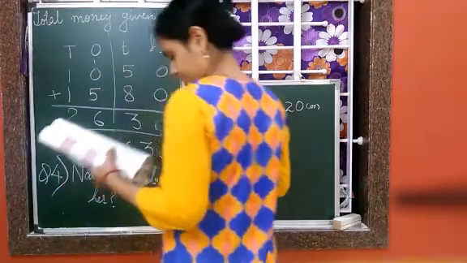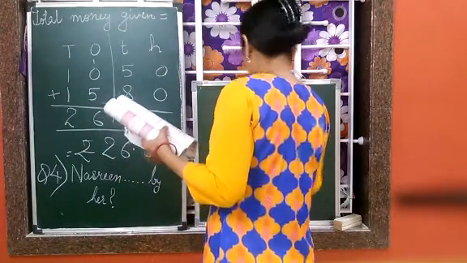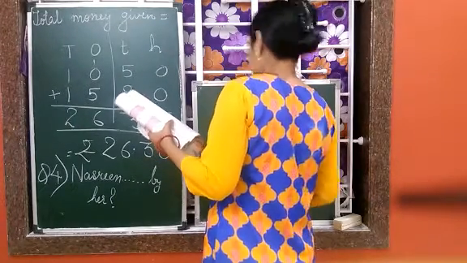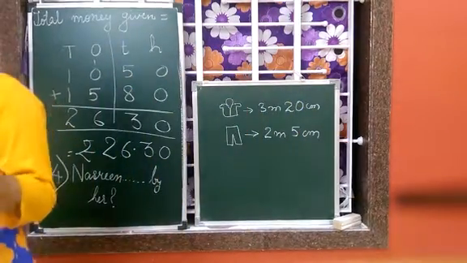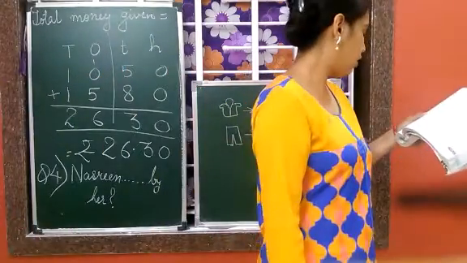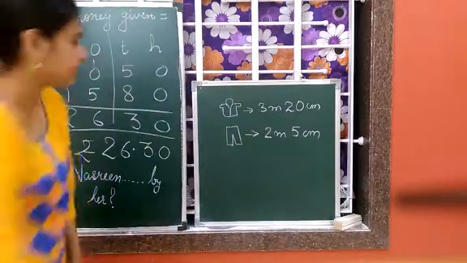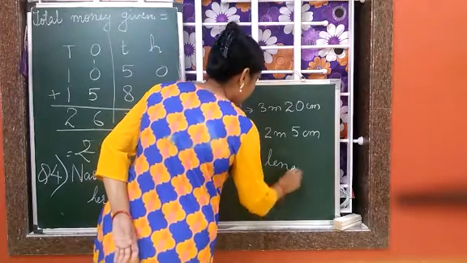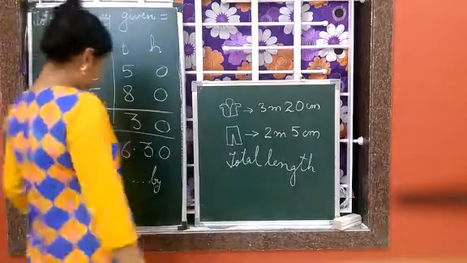and that is how much? 2 meter 5 centimeter. Now find the length of cloth bought by her. Total length of cloth bought by her. So what is the key word here? Again total length. So here is the entire solution for the question.